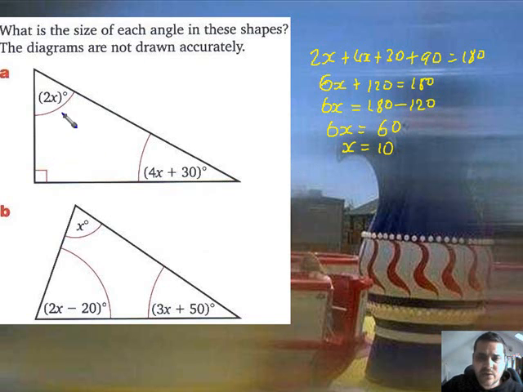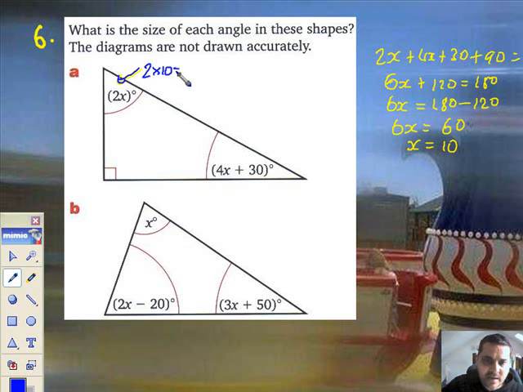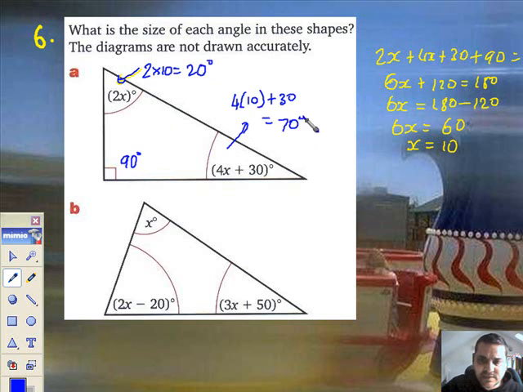What is the size of each angle? So this one's going to be, let's do it in blue. That one's going to be 2 times 10, which is 20 degrees. That we know is 90 degrees straight away. And this one's going to be 4 times 10, add 30. So that's going to be 40 plus 30, 70 degrees. 20, 70, 90, 180 is correct.